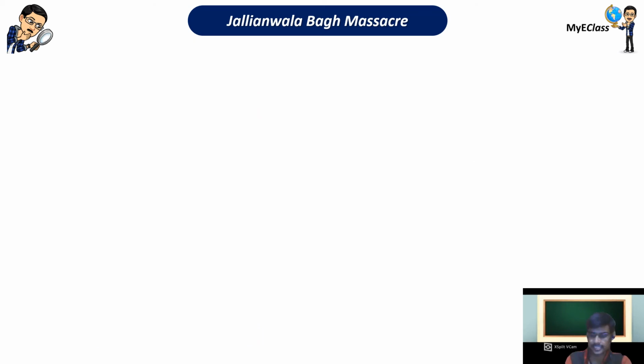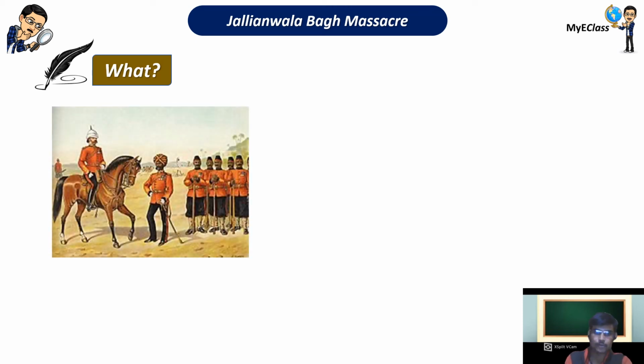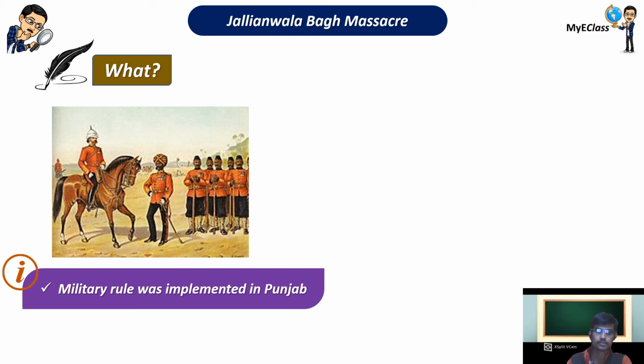And the next WH question that will help us to learn about Jallianwala Bagh massacre is, what was the impact or what was the result of the Jallianwala Bagh massacre? By this we can end up our answer systematically. And now let us see what was the impact or what was the result of the Jallianwala Bagh massacre. This Jallianwala Bagh massacre resulted in the declaration of military rule in Punjab by the British.